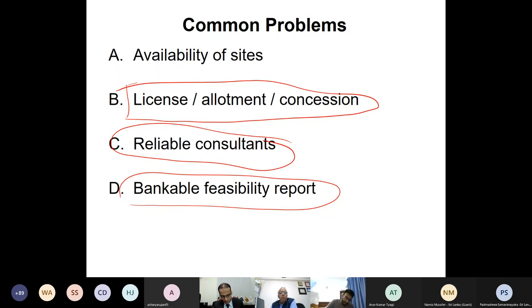So Mr. Udara, you have some point to say? Please go ahead. Mr. Udara, you have raised the hand. You have to unmute yourself.